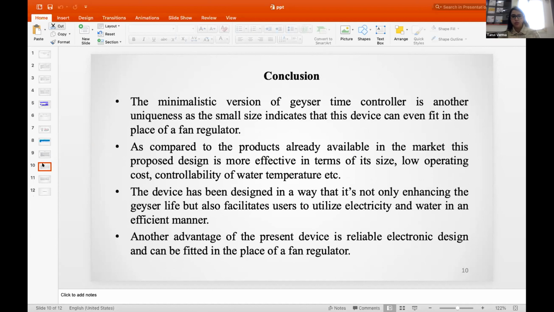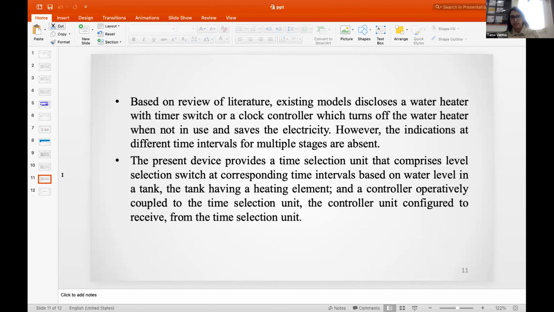Coming to the conclusion of the paper, the contribution of this study is that the device which has been constructed is minimalistic in size, and compared to the products which are already available in the market, this proposed design is more effective in terms of low operating cost, size, and controllability of water. Moreover, it contains multiple stages which existing literature or existing models are not having, or some of the models are having, but not exactly what we have proposed.